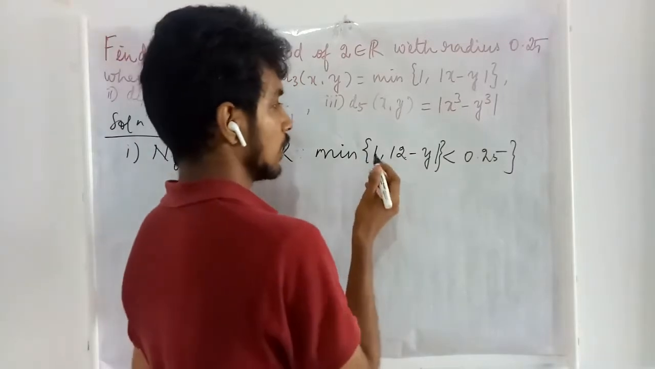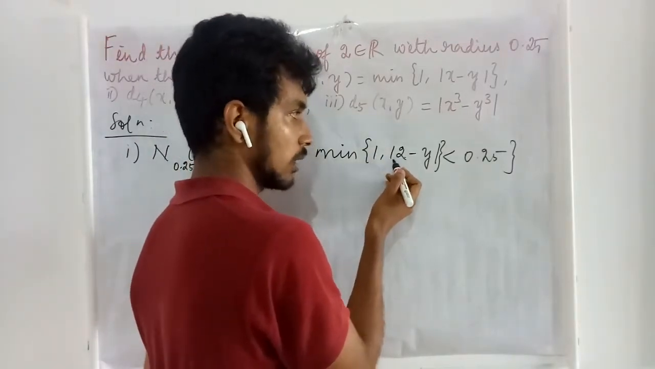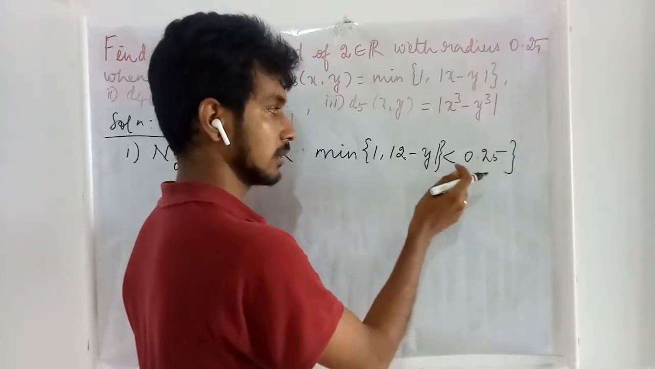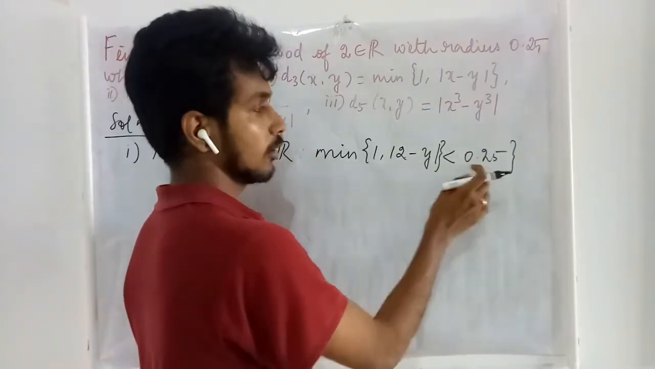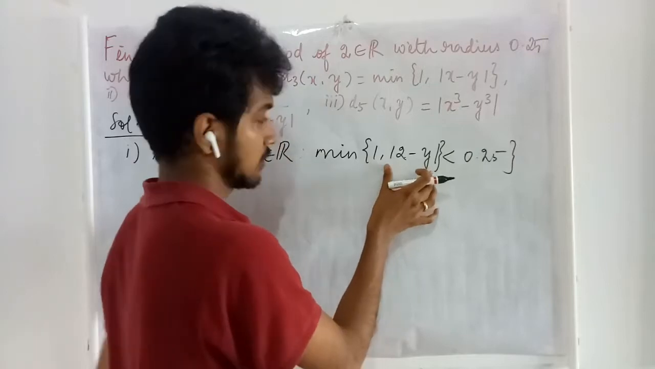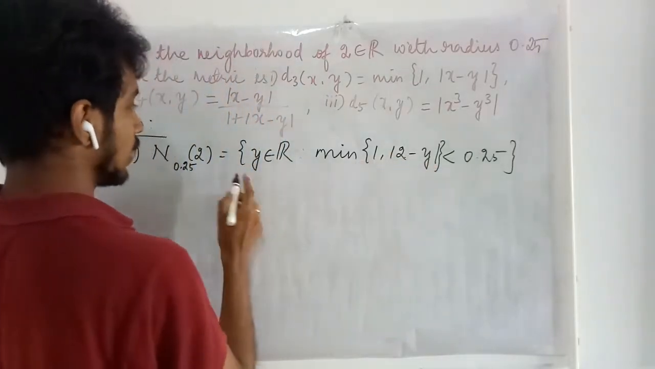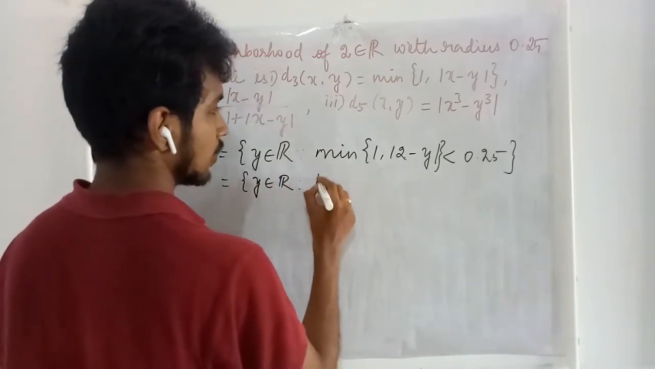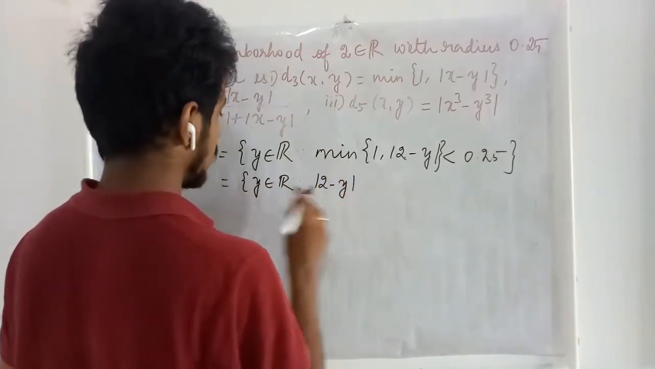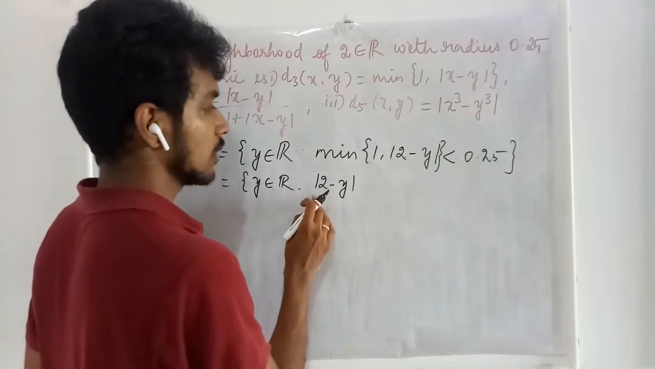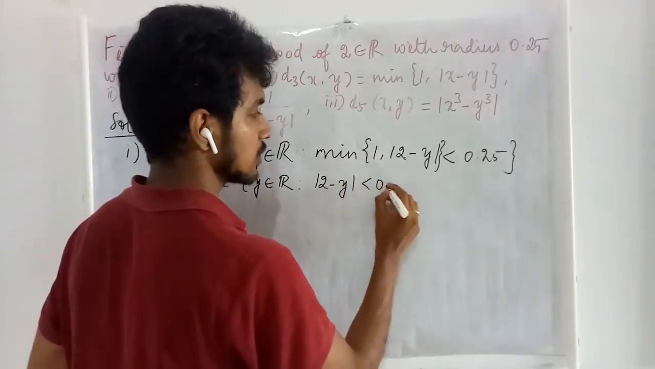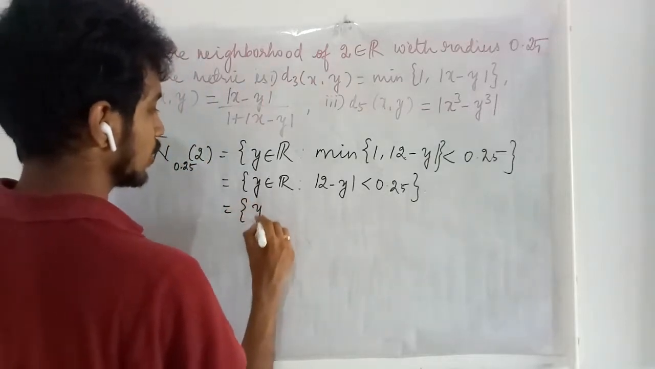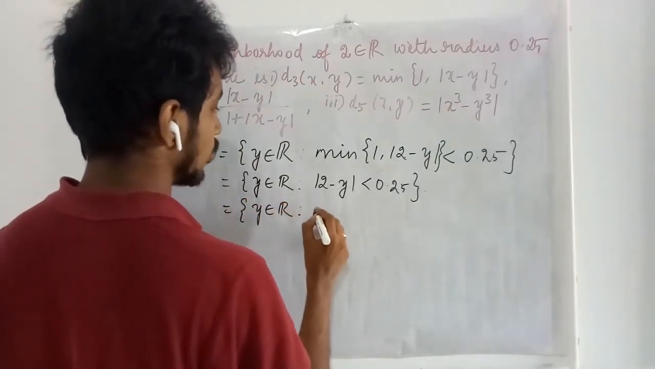Now look at here, it is going to be the minimum of 1 comma absolute of 2 minus y. This 1 is a fixed quantity, and it is not less than 0.25. Hence it must be the case that absolute of 2 minus y is less than 0.25. So it is the collection of y in R such that absolute of 2 minus y is less than 0.25. And when you solve this inequality, you will get the neighborhood here.